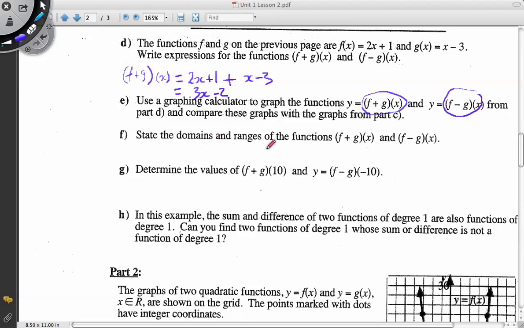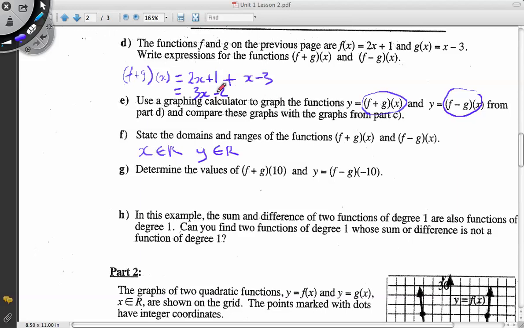State the domains and range of these functions. Well, as you can see from the graphs on your calculator or what you've drawn above, the domain is the set of all real numbers because they're straight lines, and y is also a member of all real numbers, for both of these functions. Determine the values of f plus g of 10. In other words, when x is 10, what is these two functions added together?